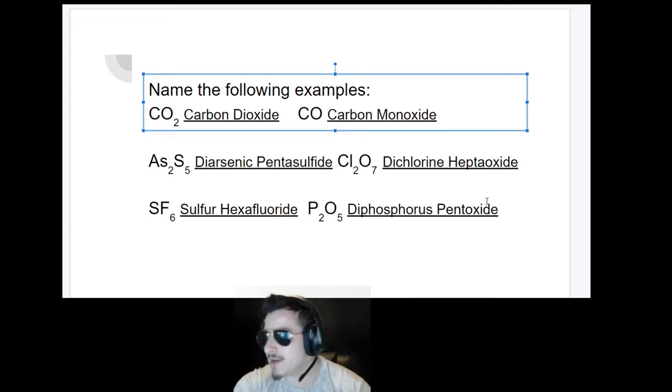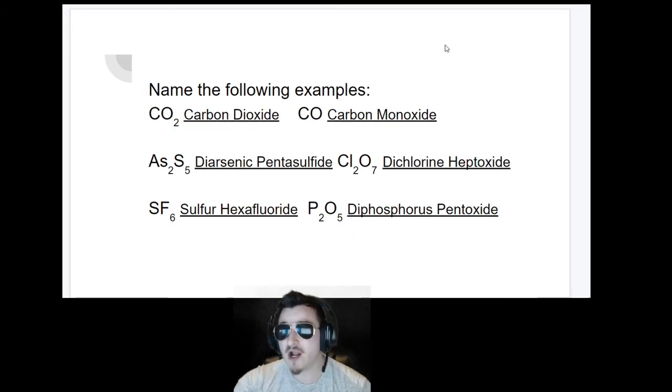Totally understandable, but you can save yourself a syllable. Heptoxide. Rolls right off the tongue. Same thing we did with pentoxide right here. So, all in all, covalent, super, super, super simple.